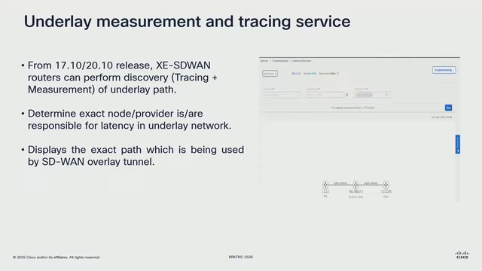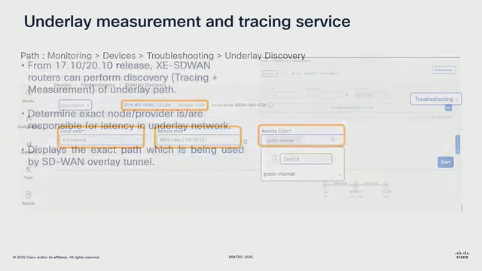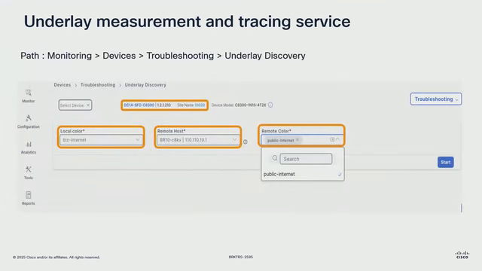So the support for UMTS started with the 17.10.2010 release, and it can help you determine the exact number of hops that are there between two different sites. It will tell you about the path that your BFD tunnels are actually taking between two different sites. And not only the path, it will also tell you in each of those segments what are the loss and the latency. Pretty handy tool when you go ahead and troubleshoot some of the latency issues.